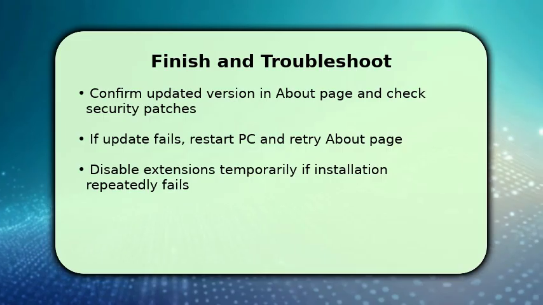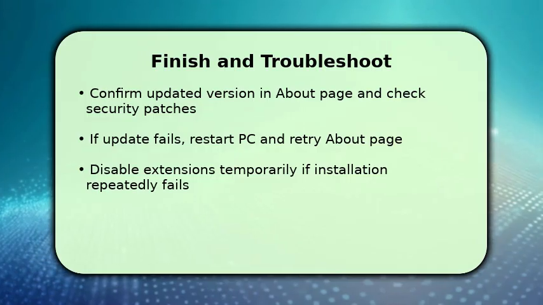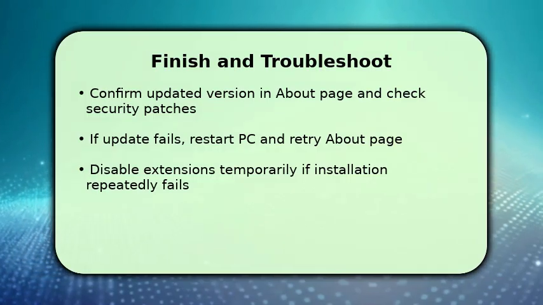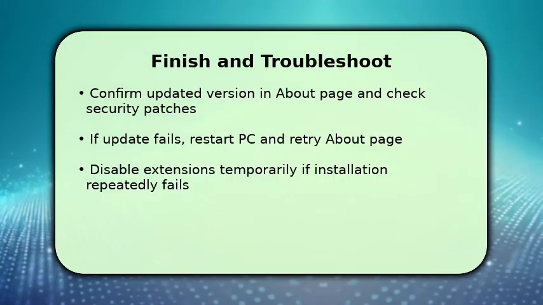If problems persist, disable extensions and security software temporarily and attempt the update again, because some add-ons block installers. If you still can't update, consider reinstalling Chrome to replace corrupt files.